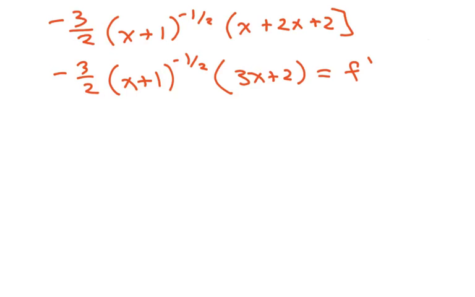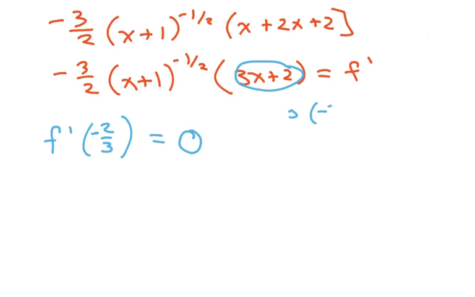Now we want to evaluate our derivative at negative 2/3. And when you plug it in, you will get 0. Because basically it's negative 2/3, sorry. If I plug in negative 2/3 into this quantity, that equals 0. So it doesn't matter what you put in for this part right there.